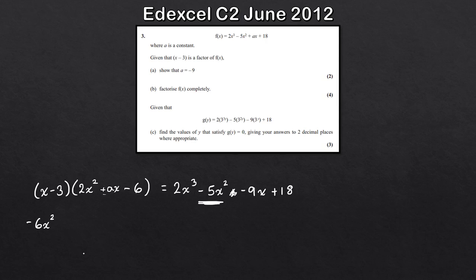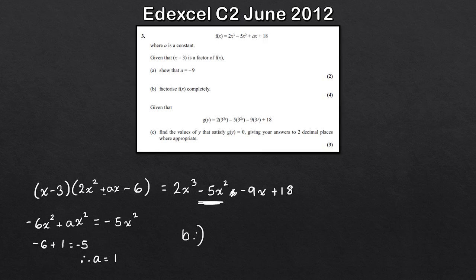So that's ax there. Well, x times ax would give me plus ax squared, and these are the only x squared terms I can get from this expansion. But this must be equal to minus 5x squared. So clearly we can see now minus 6x squared plus ax squared is equal to minus 5x squared. So in that case we can see that a must just be 1. It must be positive 1, because minus 6 plus 1 is equal to minus 5, so therefore a is equal to 1.